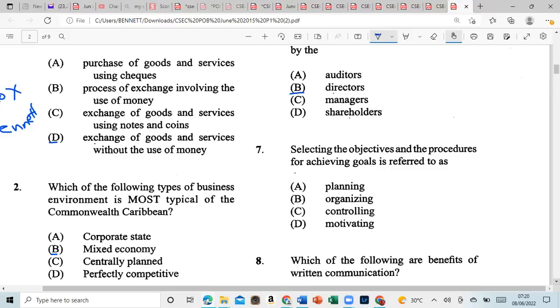Selecting the objectives and the procedures for achieving goals is referred to as, is it planning, controlling, or motivating? So planning is correct.